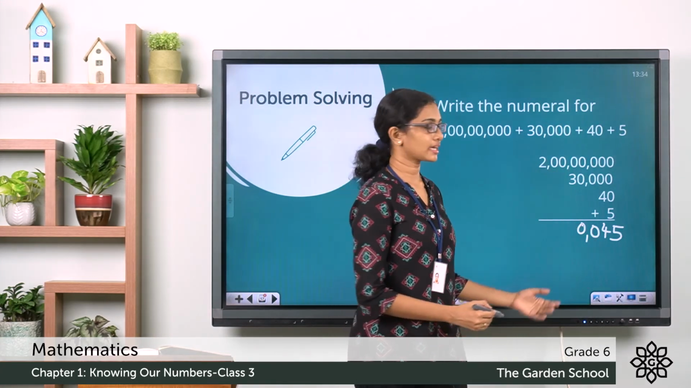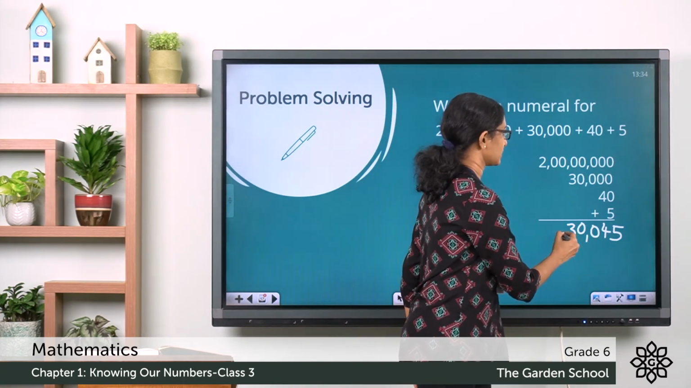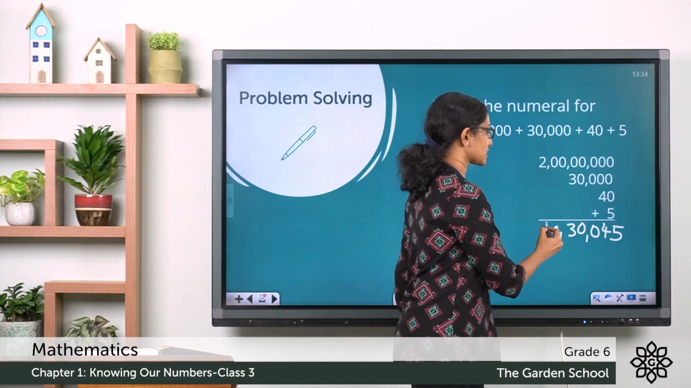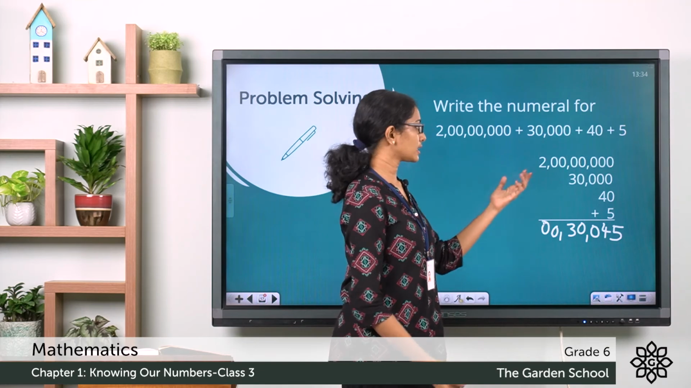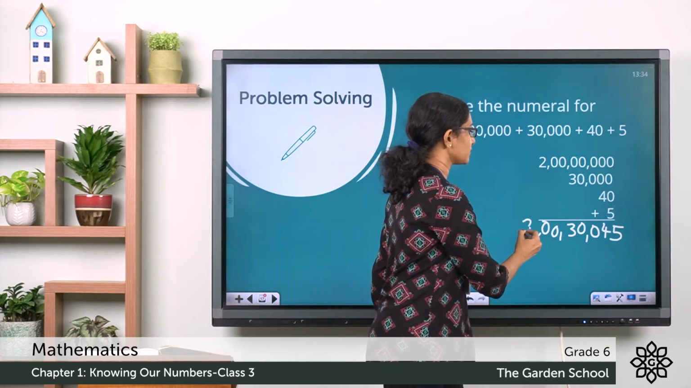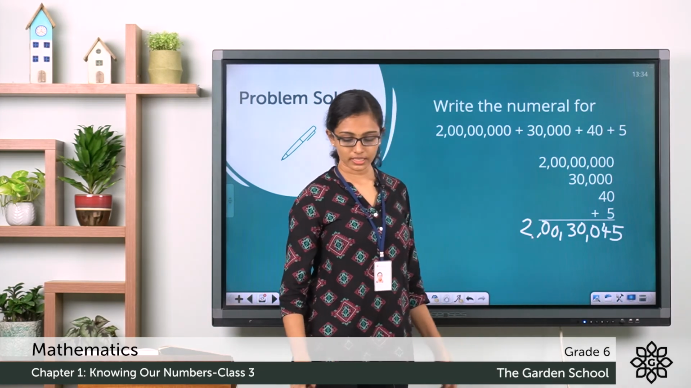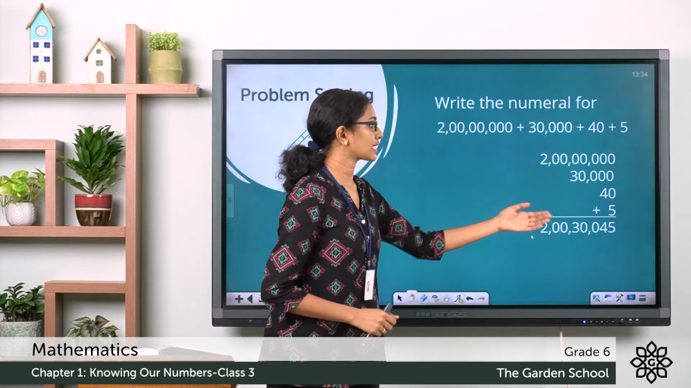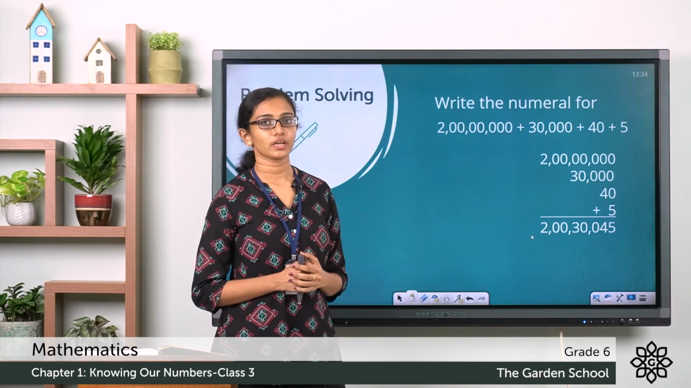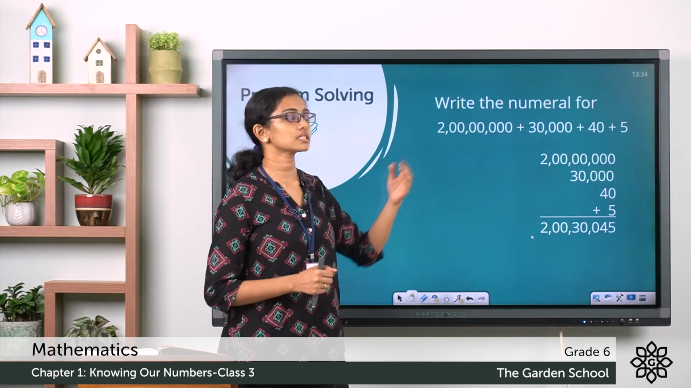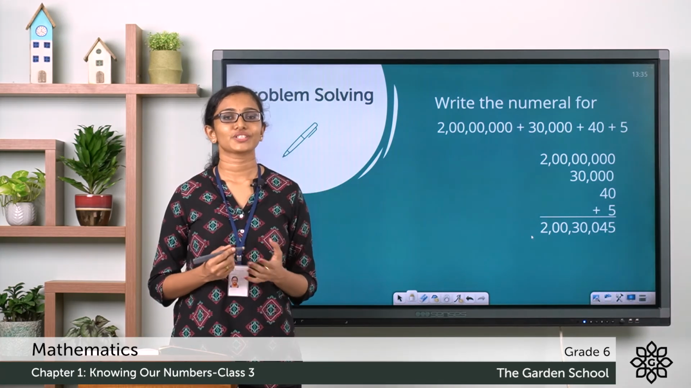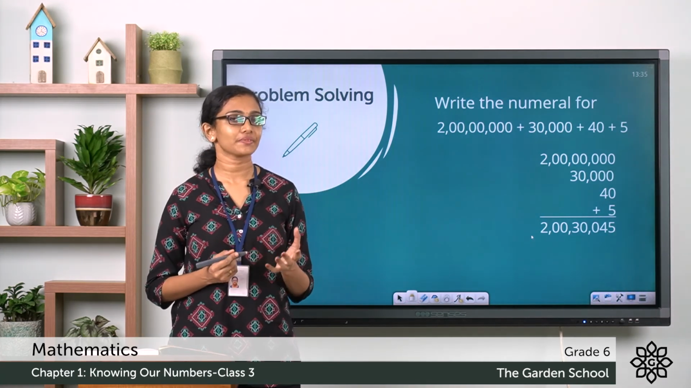In 10,000s place we have 3. Then in the lakhs place we have 0. In the 10 lakhs place also we have 0. Then in the crores place we have 2. So what is the numeral for this? It is 2,30,045. This is the standard form of this given expanded form. Do you get the same answer? So children, I hope you are clear with the topics that we discussed today.